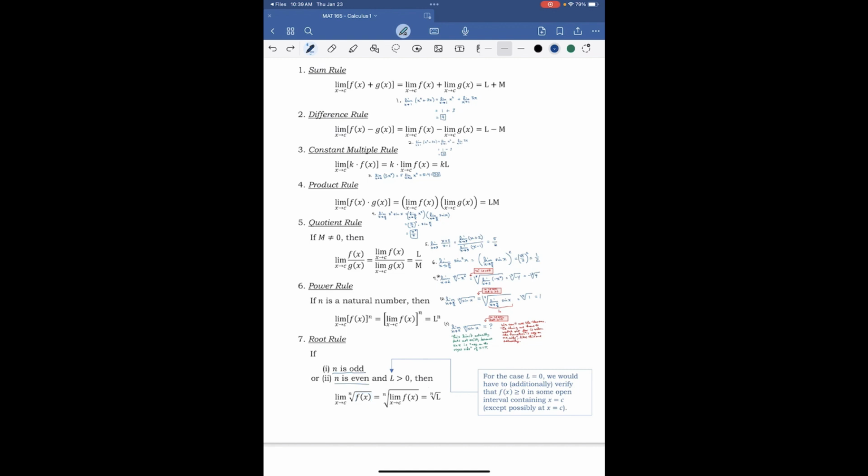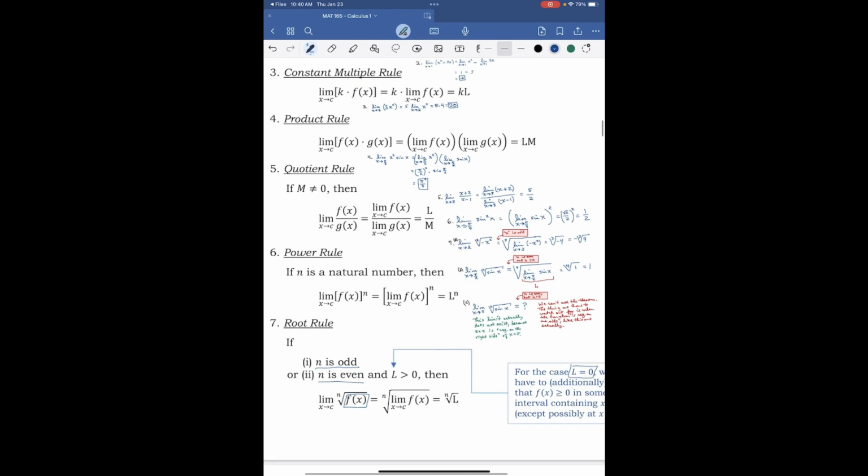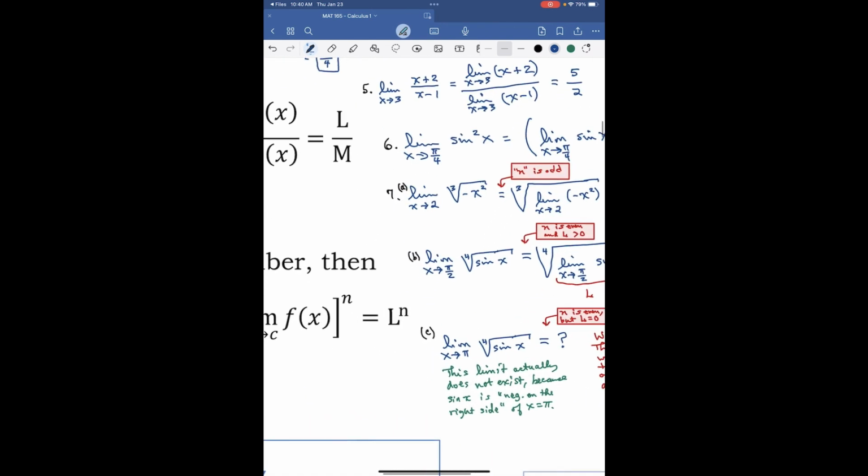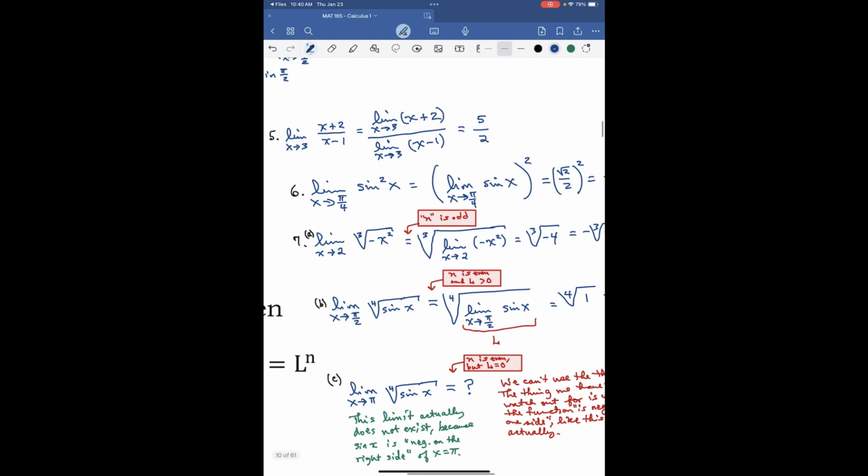But again, if this function under the radical limits to 0, then that can sometimes cause a problem, and so we can't use this result here if L is 0. Again, if the function under the radical limits to 0, then we have to use other methods. We can't use this rule. Okay, so let's look at some examples. I actually did 3 for this one.